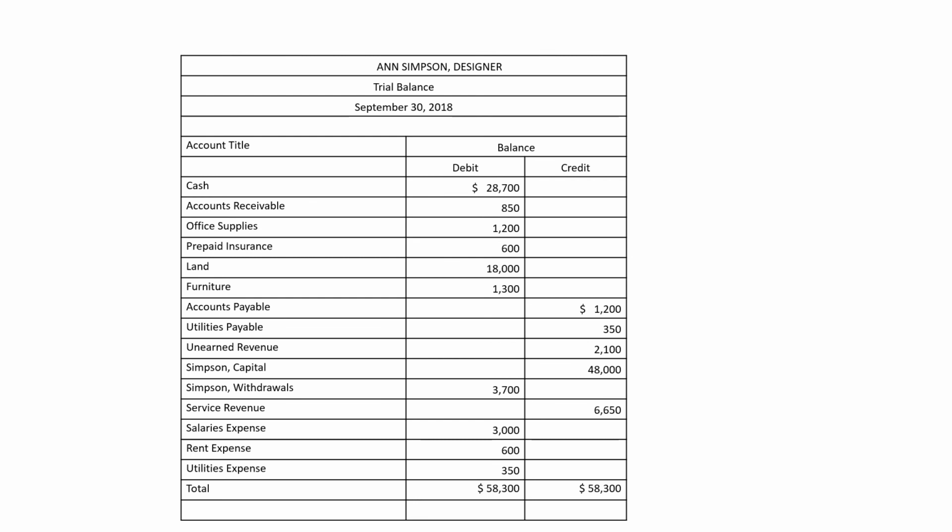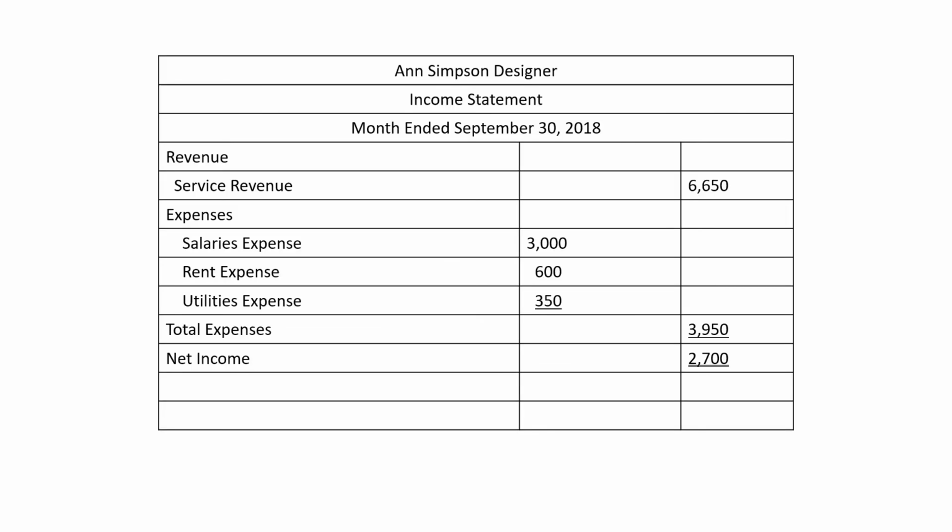Now in your problem, that's where they stop. I'm going to take it a step further here because this is what we use to create financial statements. So I want to go through and create the 3 financial statements that we learned back in Chapter 1 for Ann Simpson, using the information from this trial balance. Now I'm not going to be able to flip back and forth, so you're going to have to make sure you have a trial balance in front of you as you're going through and looking at this income statement, statement of owner's equity, and balance sheet. But let's take a look.